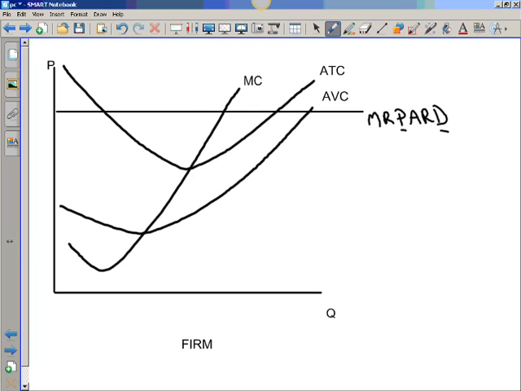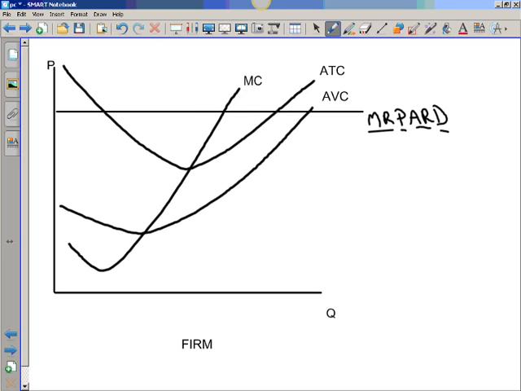Now, if you sell every single unit for $5, then the average price, or the average revenue you're going to get per unit, is going to be $5. And if you're selling every unit for $5 and you sell one more, then that additional revenue that you're going to get is also $5. So that's why these are all equal to each other.